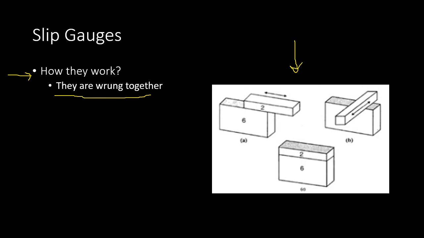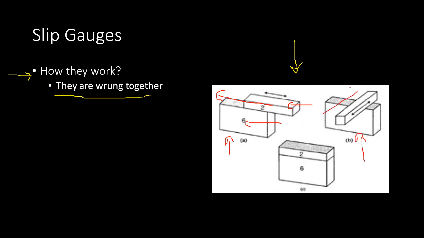Starting from this first picture, two slip gauges of different sizes are taken here, and by holding slip gauge 6, slip gauge 2 is first slid over the measuring face of slip gauge 6. So this goes like that. Then there is a transverse motion as shown in picture B.